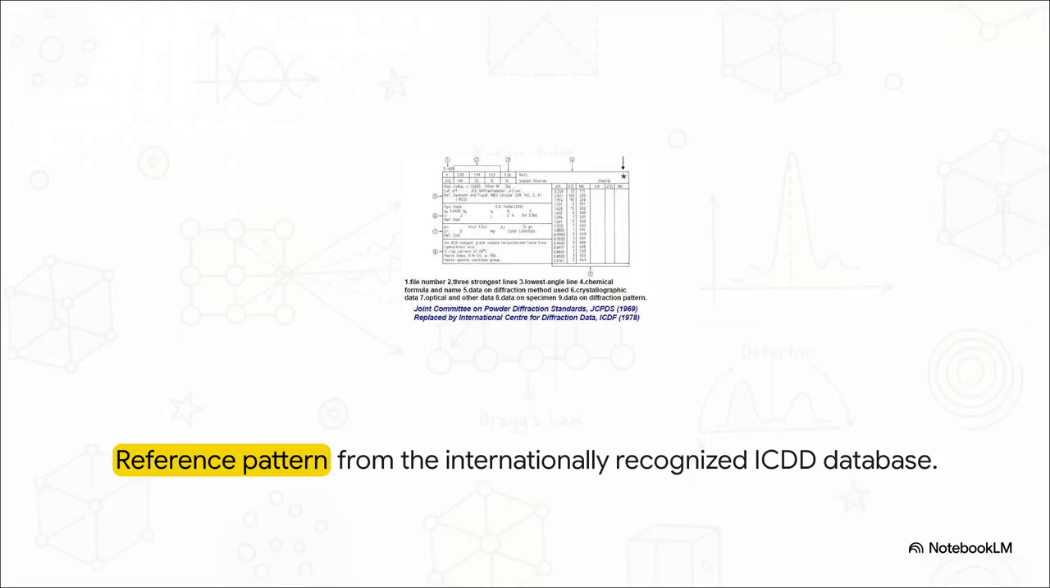Take a look at this official reference card from the database. It's for sodium chloride, just ordinary table salt. By lining up just 3 or 4 of the strongest peaks from our unknown sample against reference cards exactly like this one, we can unambiguously crack the case of our mystery powders. And we do it without destroying a single grain.